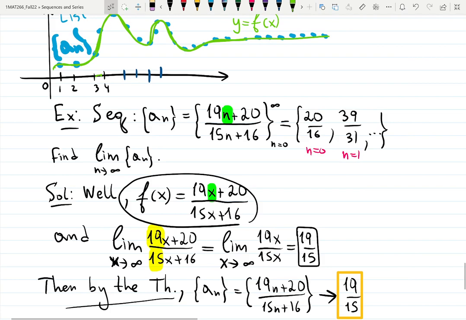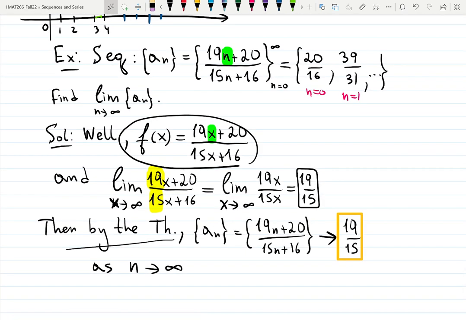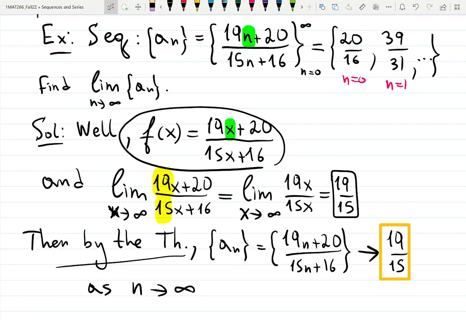That's the idea here. Instead of working with a sequence, we choose to work with the function. Functions we know pretty well: increasing, decreasing, maximum, minimum, limits, left, right, asymptotes. We know how functions behave. We found the limit for a function. The theorem says it will work the same way for the sequence. Does that make sense? What do you think about that?